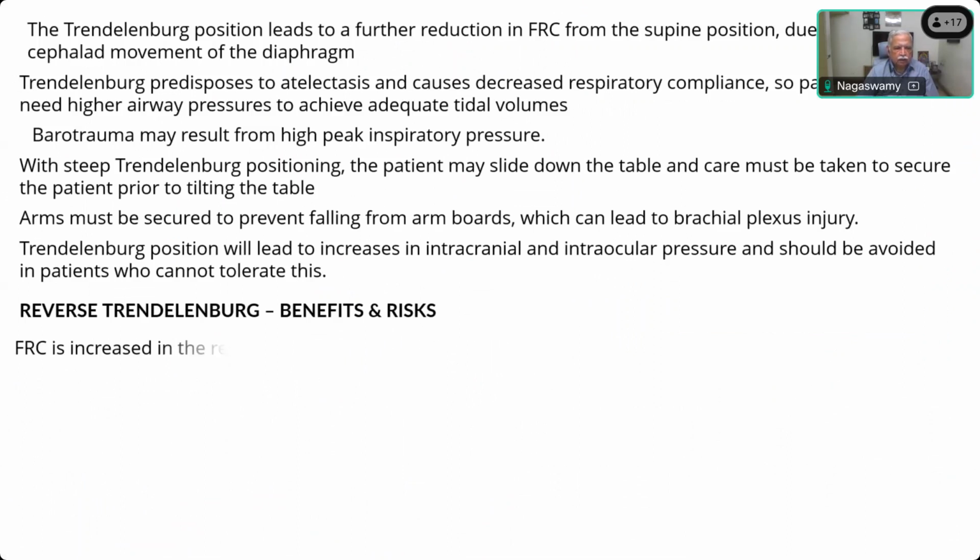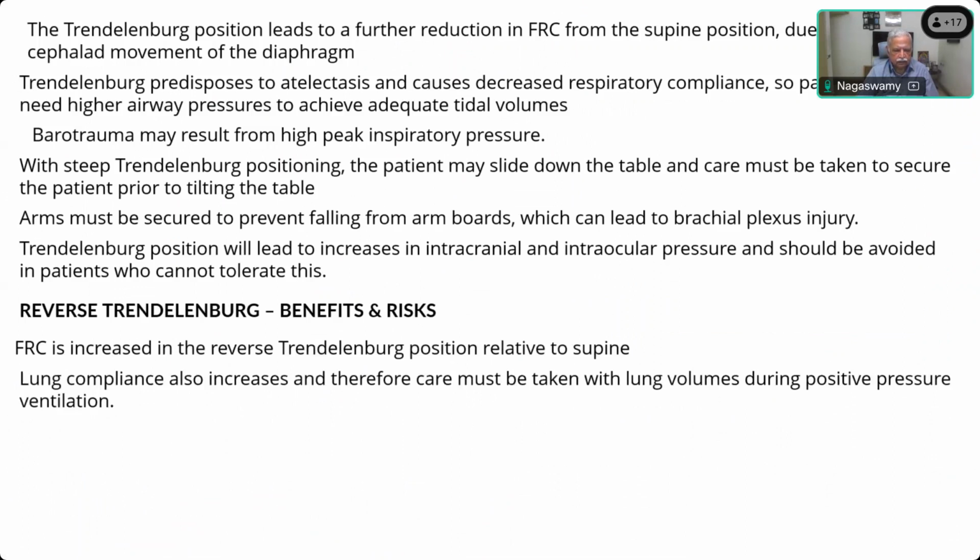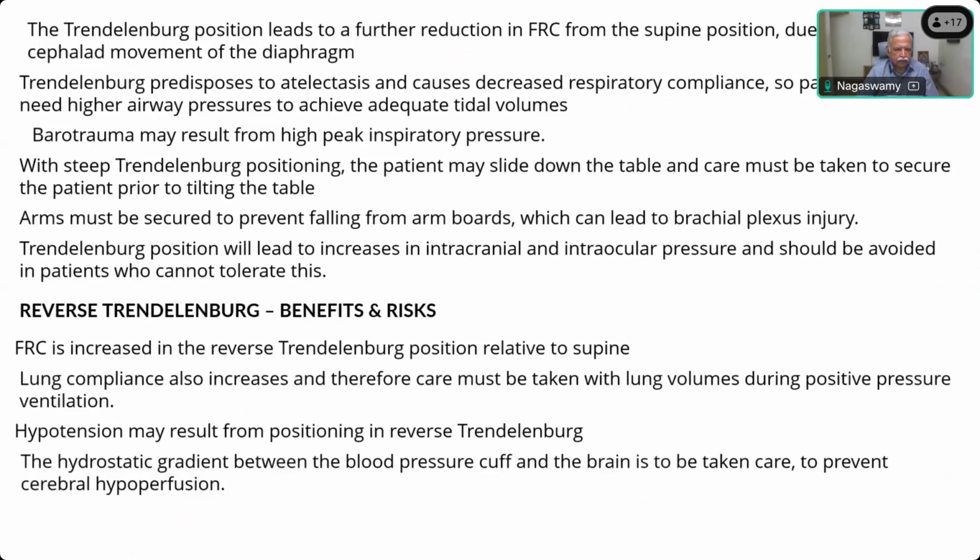And in reverse Trendelenburg, the benefit is it will increase the FRC because the diaphragm is going down, and the ventilation will be easy, lung compliance will be good. So you have to give larger lung volume. Hypotension may be the problem because the venous return will decrease. The hydrostatic pressure gradient between brain and cuff will be more.